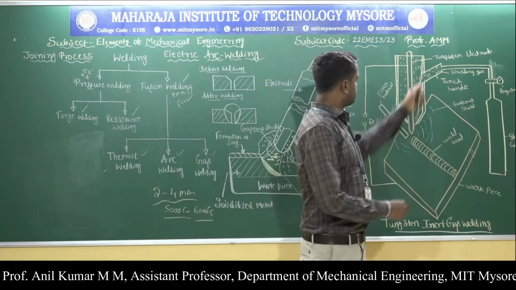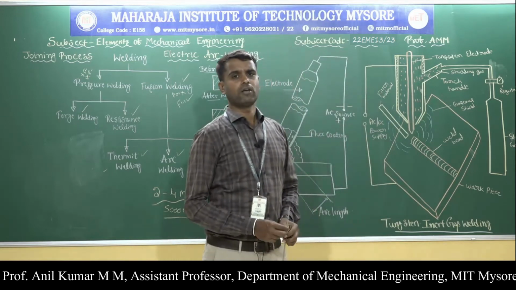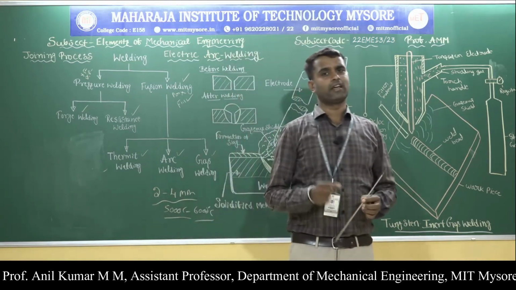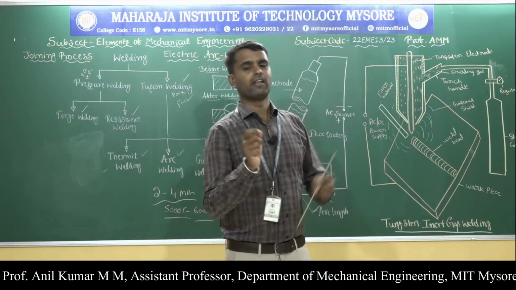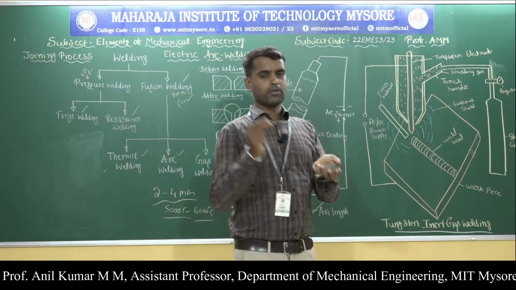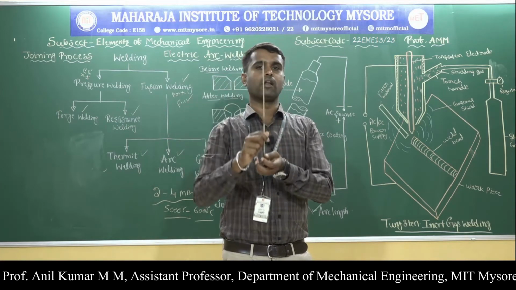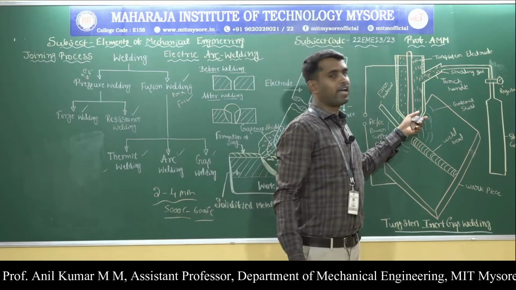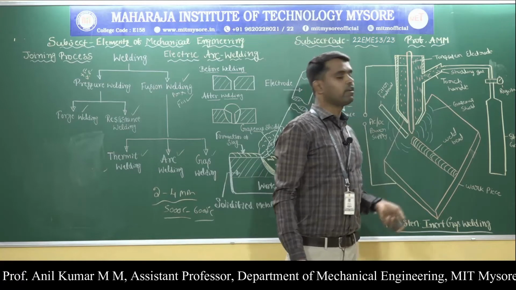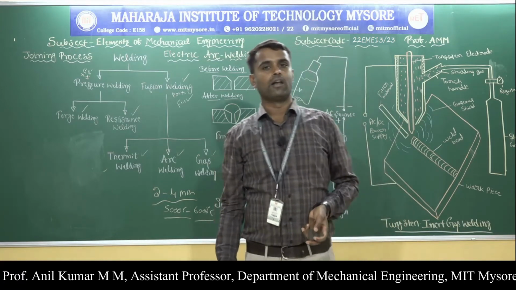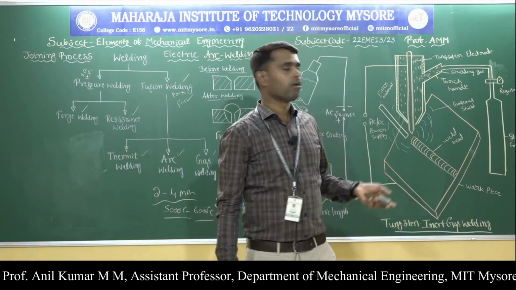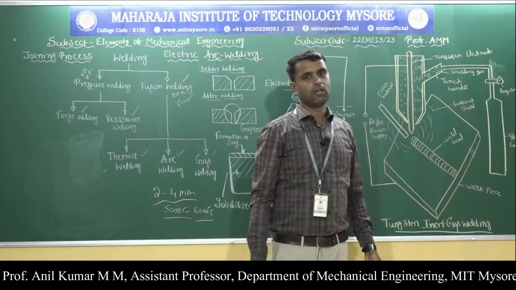In the tungsten inert gas welding process, the two workpieces are joined by heat generated by an electric arc. The electric arc is struck between the non-consumable tungsten electrode and the workpiece material in the presence of the inert gases, and a separate filler material is added in the welding process. That is the working principle of the tungsten inert gas welding process.